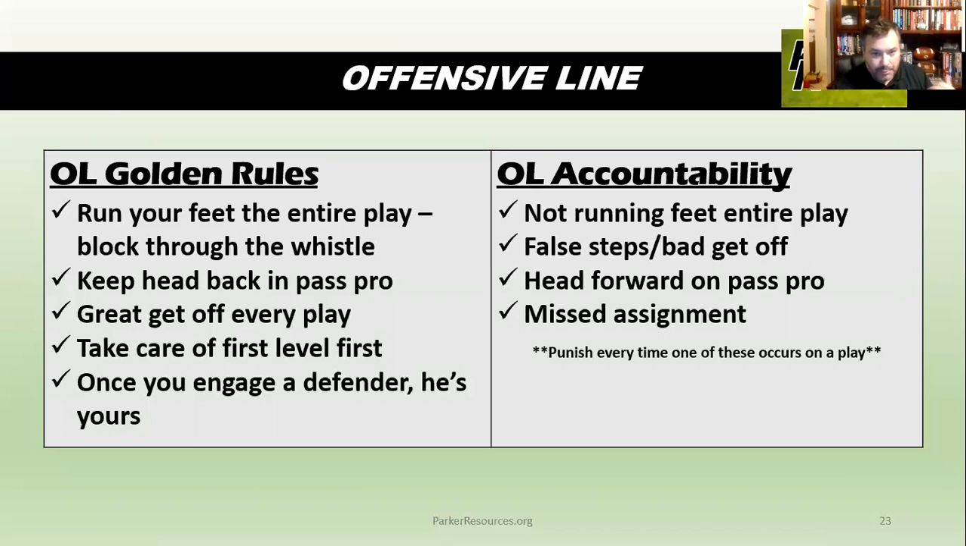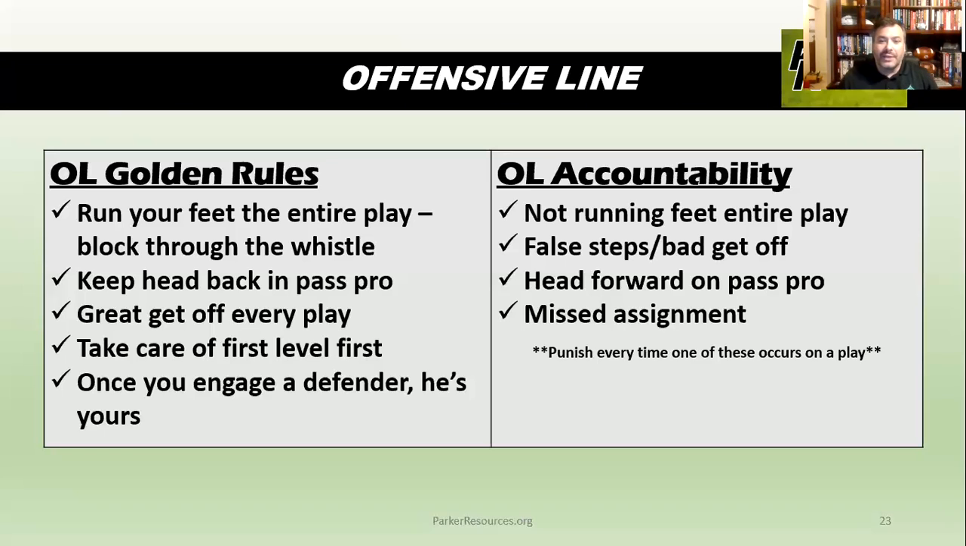Great get-off every play, meaning pushing off the correct foot, a great first step, those kinds of things. Take care of the first level first. You never leave a first level defender for a second level defender if we can't handle it. That's in pass pro, the same as an end zone and stuff like that. And once you engage a defender, he's yours. Especially on the down block, you don't get the down block and then let him slide off it and go on to the next guy. That's your guy. You've got to find a way to block him until they blow that whistle.